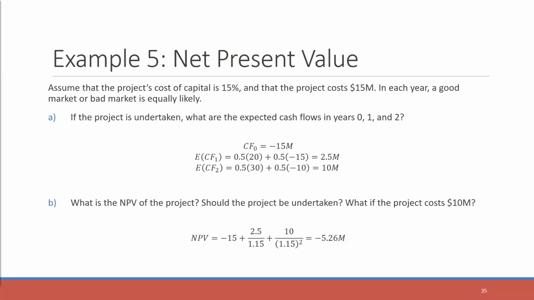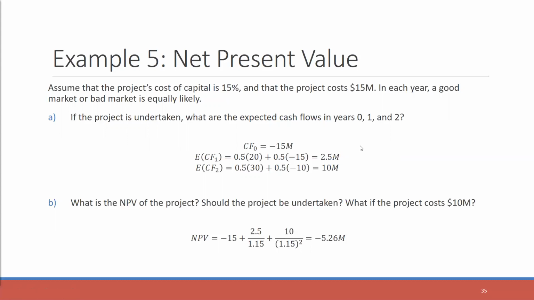So in Part A, if the project is undertaken, what are the expected cash flows in year 0, 1, and 2? Notice how for cash flow in year 0, it's 15 million and there's no expectation operator. Because if it's a good year or a bad year, it doesn't matter. It's always going to cost us 15 million to take on this project. Let's look at our cash flow 1. Our expected cash flow 1, here we've got the probability of it being a good year. So that's 50% multiplied by how much we would get in that good year, the 20 million.